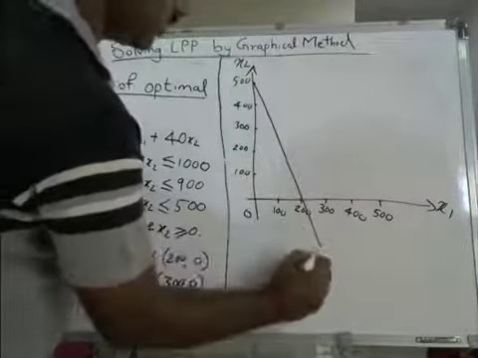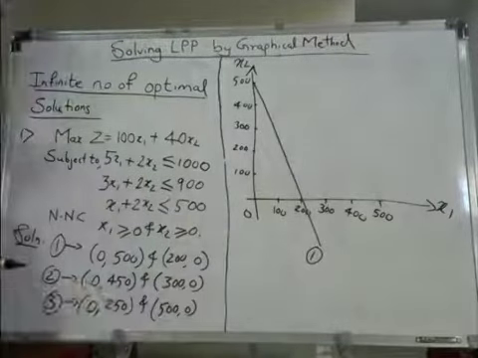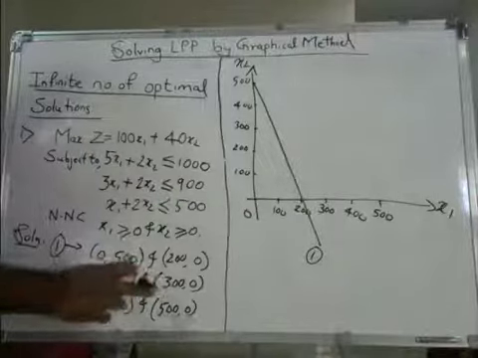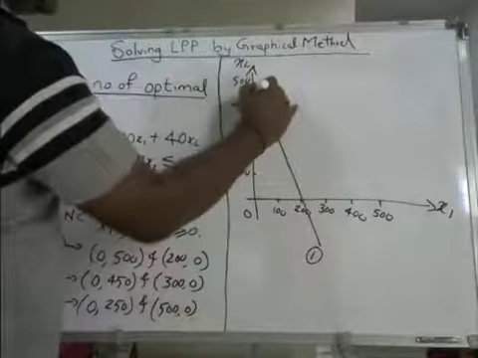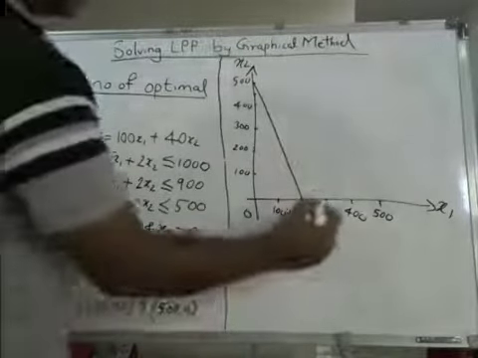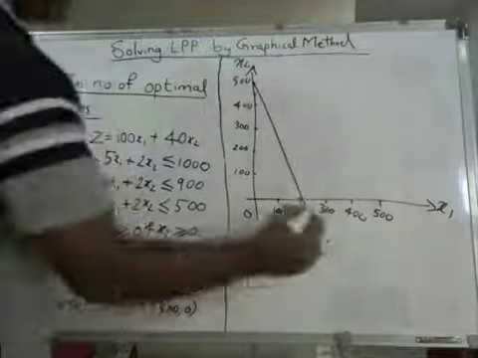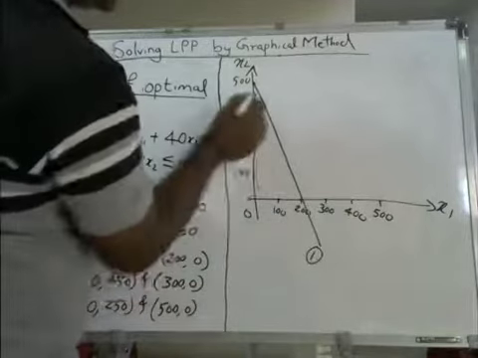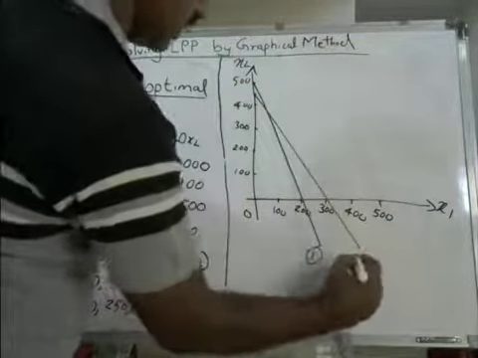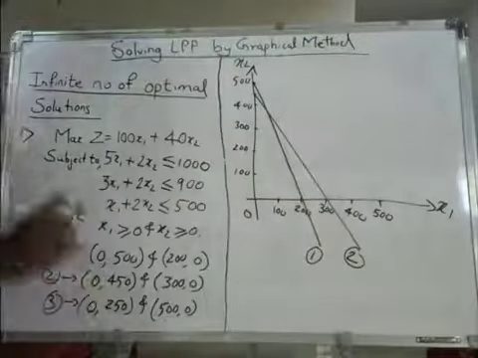So this is equation number 1. For equation number 2, it is 450 and 300. So 450 will be somewhere here, 450 and 300 on x1. Okay, try to draw a line here. And this is equation number 2.